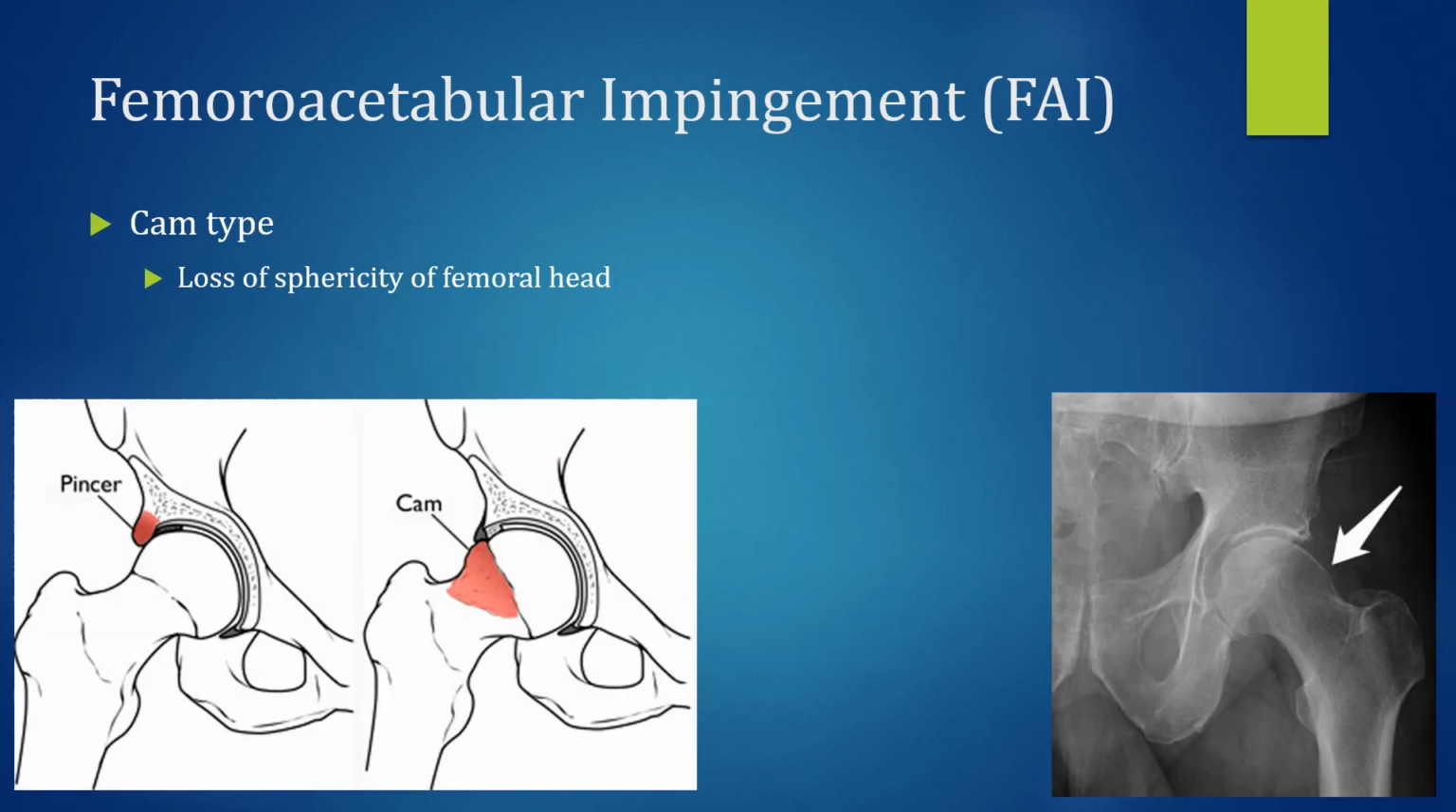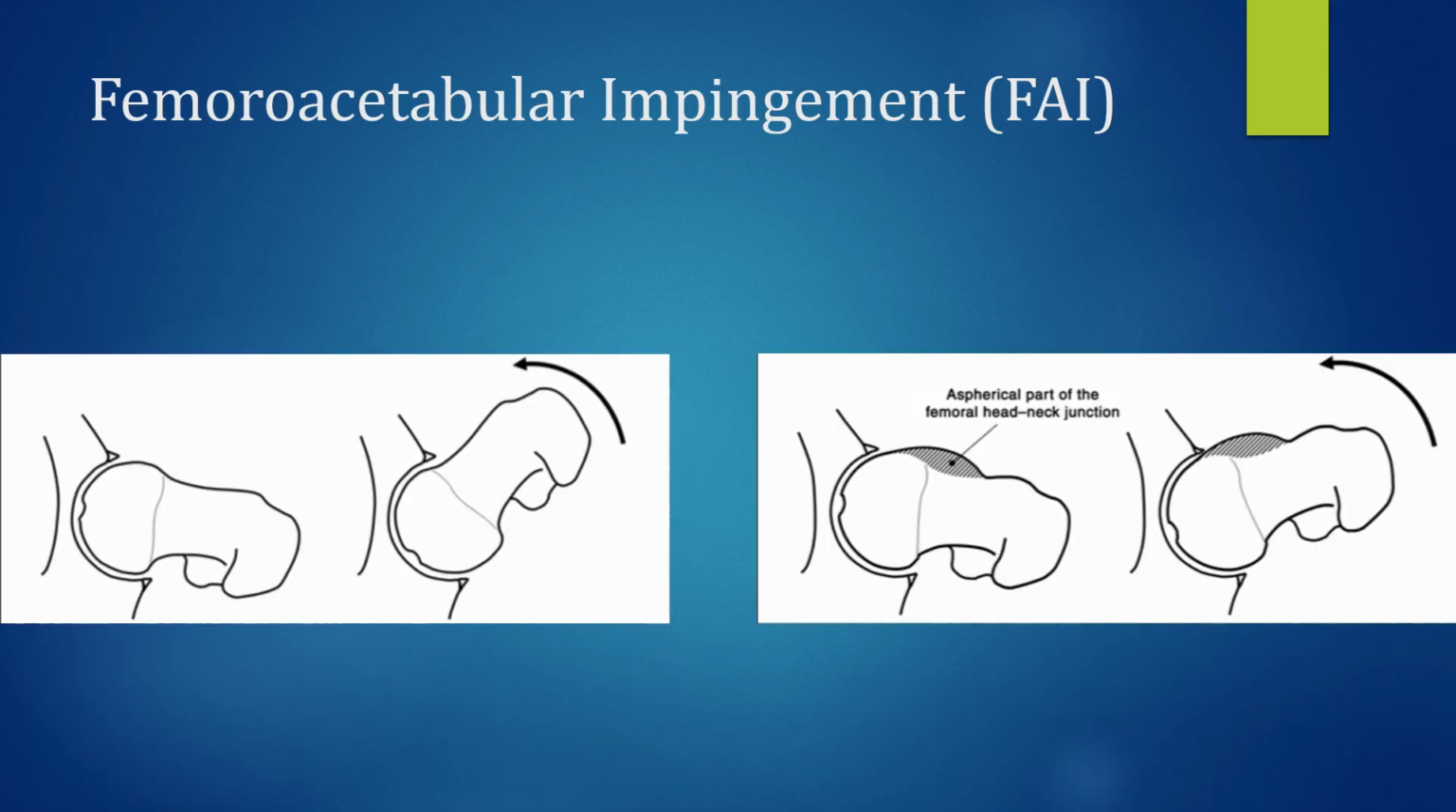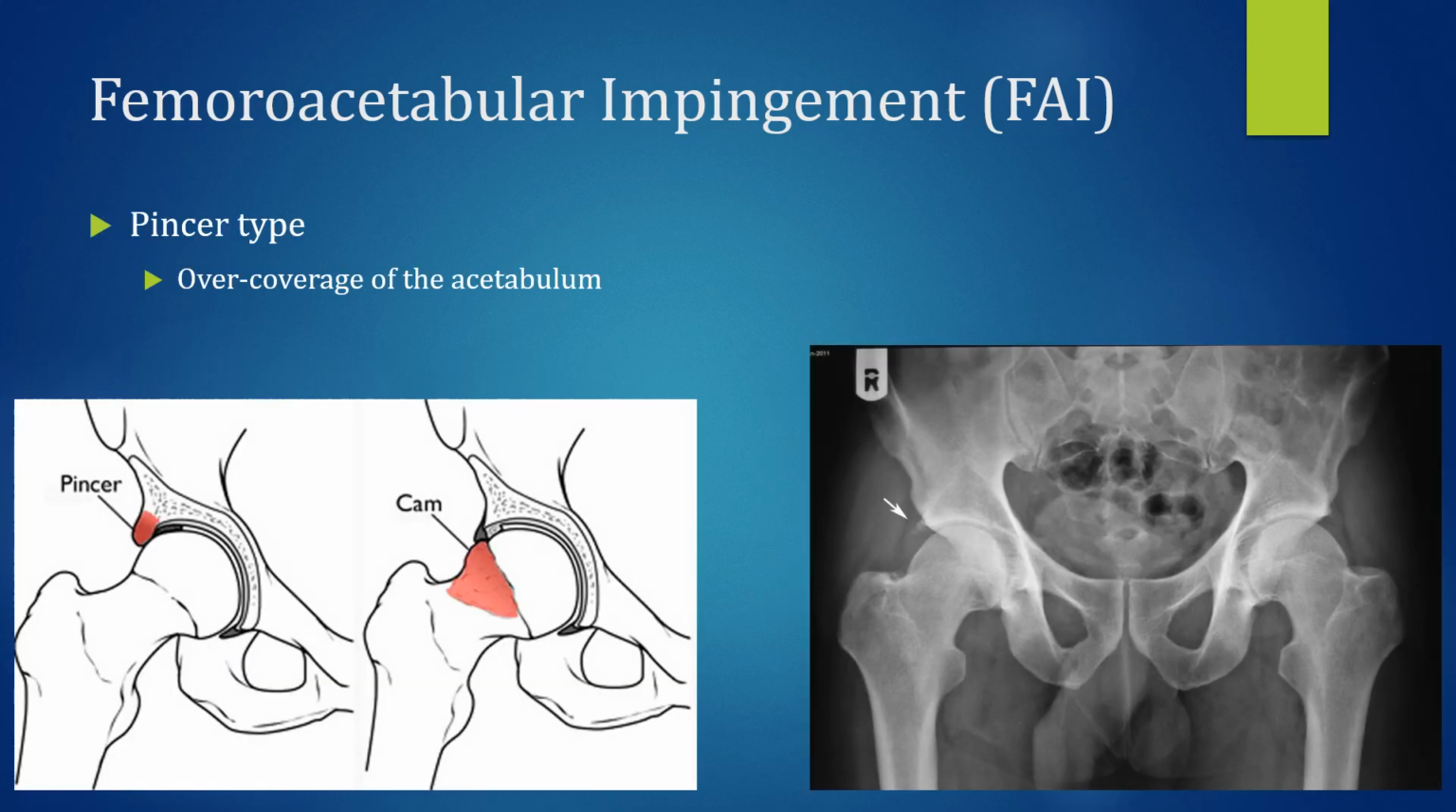Cam impingement is the result of excess bone growth along the femoral head, which results in a loss of the normal spherical shape of the femoral head. The drawing on the left shows how the hip should normally move. On the right, we see a drawing of a hip with cam FAI, resulting in early contact of the femur with the acetabulum and thus limited range of motion.